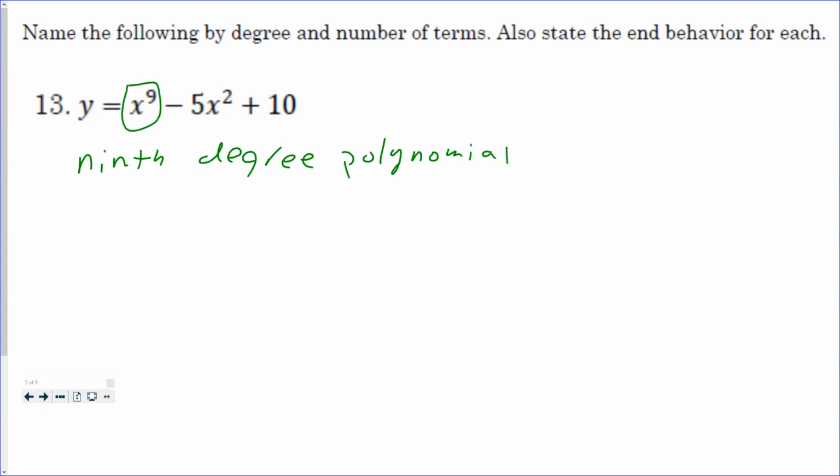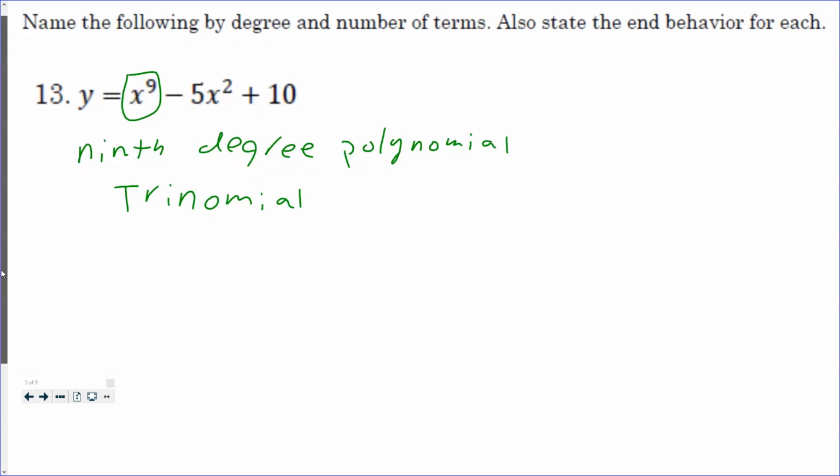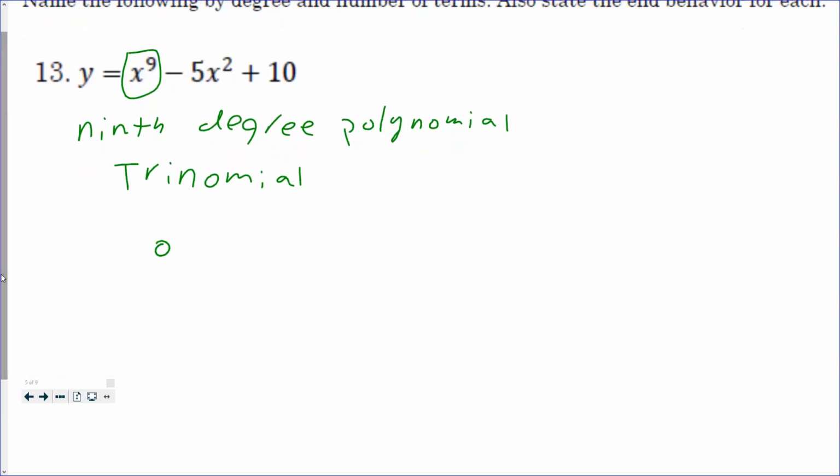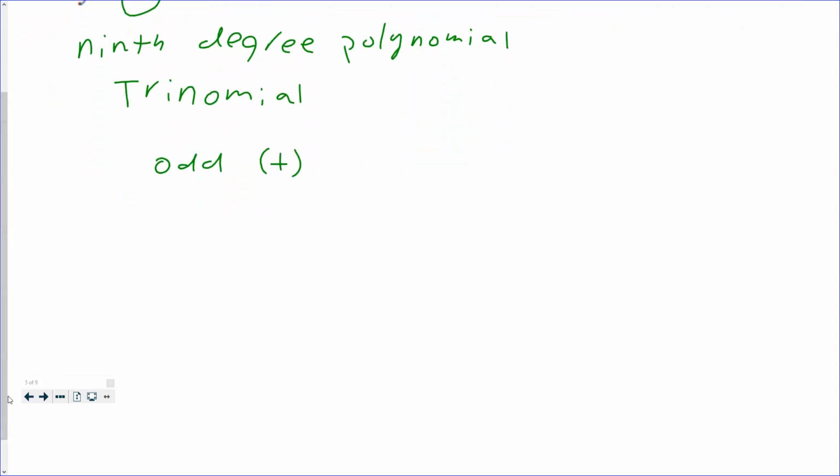It says I have 3 terms. We'll call that a trinomial. So make sure you look at your chart that you have in your notes that tells you how you call every degree and the number of terms. And then we need to state the end behavior for each of these. So for this one right here, I have a 9th degree polynomial, so I have an odd degree polynomial. And the leading coefficient of the whole polynomial comes from the leading term, which is x to the 9th. So the leading coefficient is 1, or in other words, it's positive. So it's an odd degree polynomial that has a positive leading coefficient.